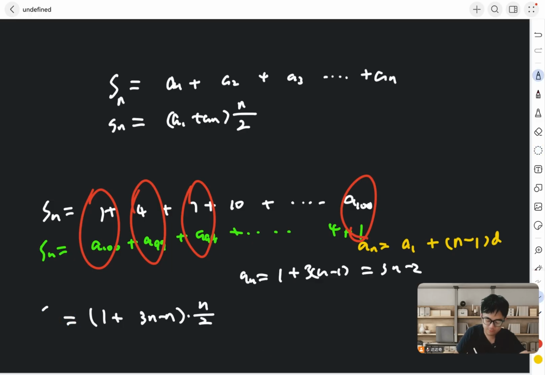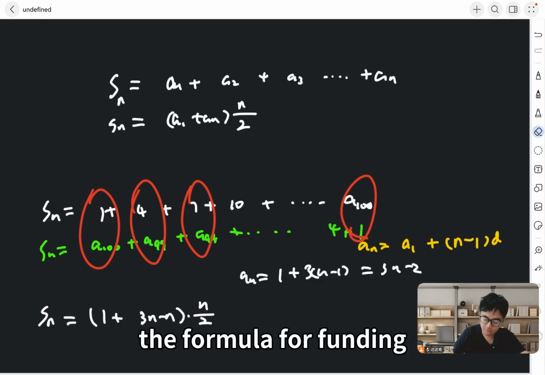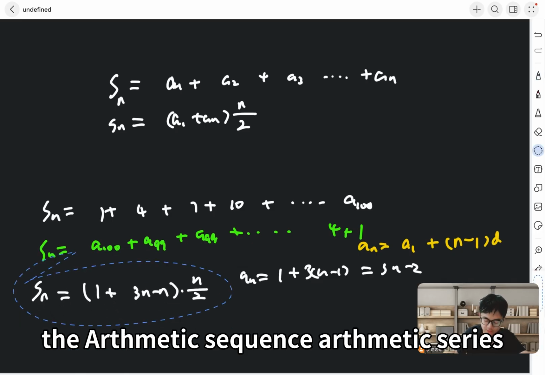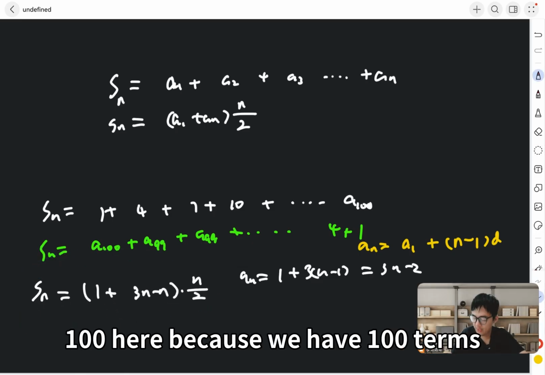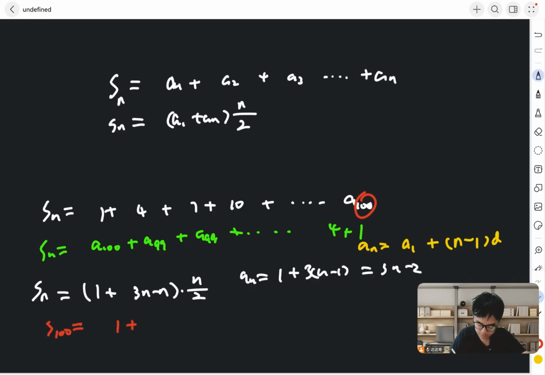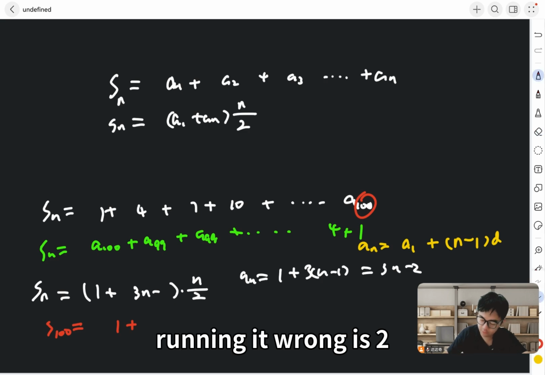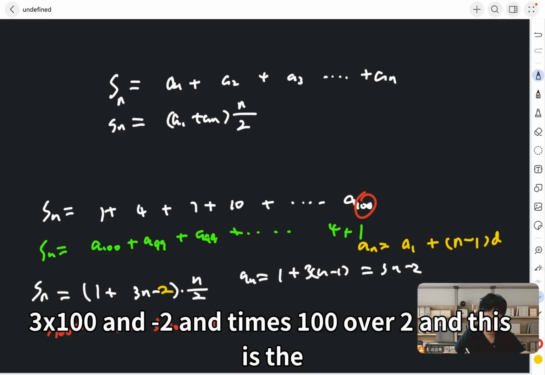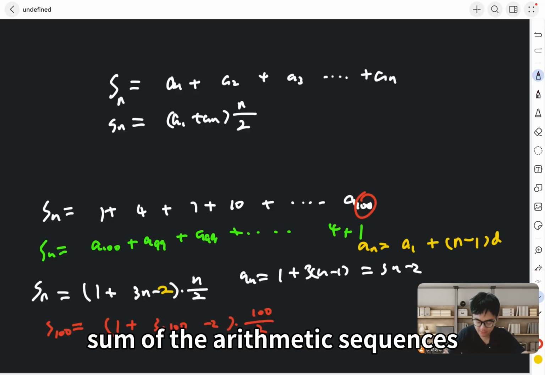So this is the formula for finding the arithmetic series. And we can just substitute 100 here because we have 100 terms. So S100 equals 1 plus, oh, here is 2. I'm writing it wrong. It's 2. 1 plus 3 times 100 minus 2, times 100 over 2. And this is the sum of the arithmetic sequence.